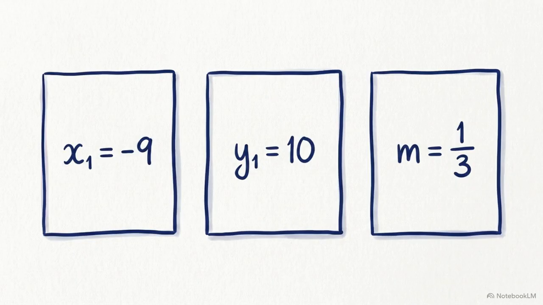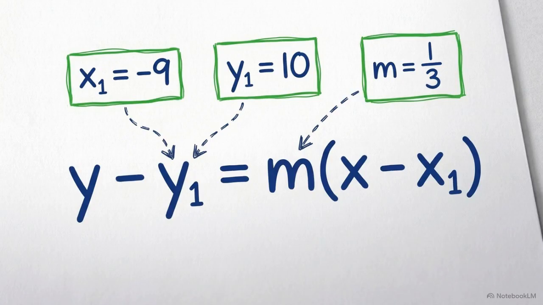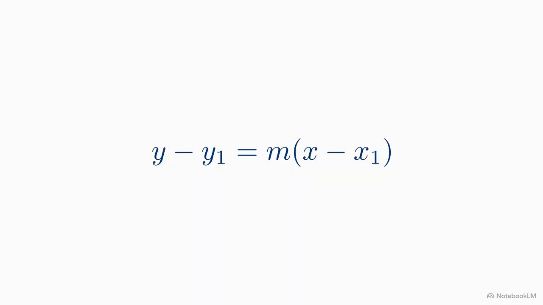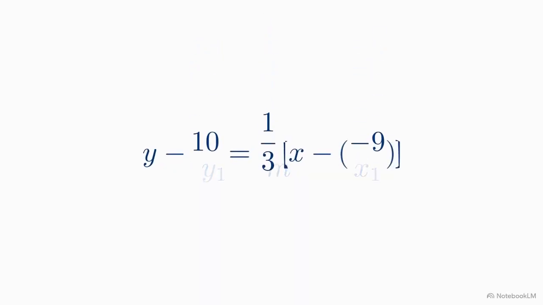With these three exact values correctly identified and extracted from the text, building the final equation is simply a matter of strict systematic substitution. We plug our numbers into the formula structure. We replace y1 with 10, m with 1/3, and x1 with -9.